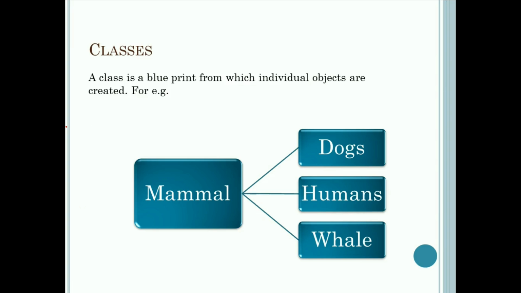Now what are classes? As already explained to you, a class is a blueprint from which individual objects are created, a collection of objects. For example, there is a class of mammal and it has three objects: dogs, humans and whales.